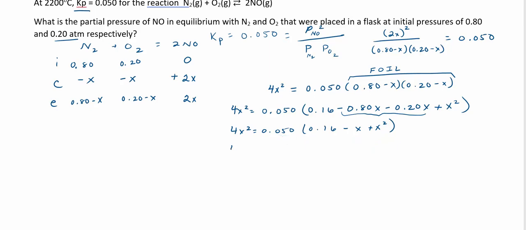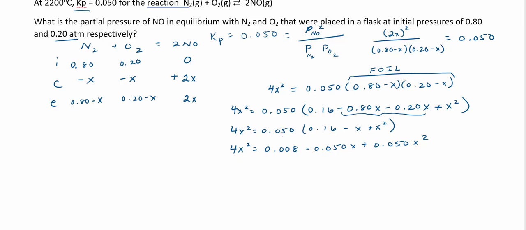And then I can start to combine everything together. So when I distribute, then I get 0.008 and then minus 0.050x plus 0.050x squared. Now I need to combine everything. I need to put everything on one side so that this equals 0. That way I can use the quadratic equation.